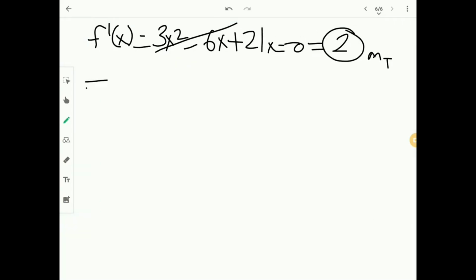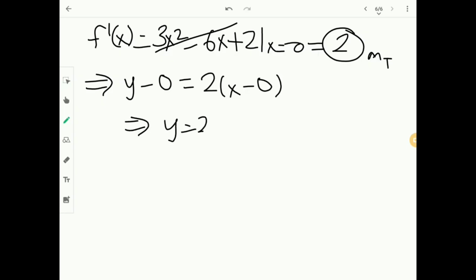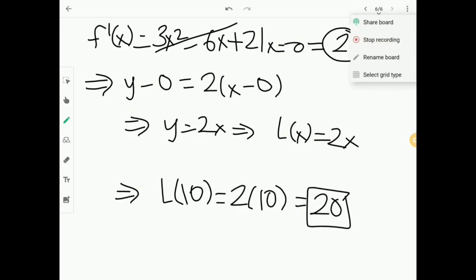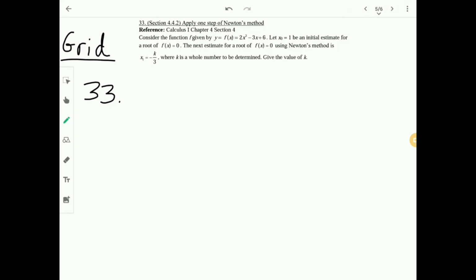Now we get y minus 0, because f of 0 is 0, equals 2 times x minus 0. So y equals 2x, which leads to L of x equals 2x. They're asking us for L of 10, so that's 2 times 10, giving us 20. And this is the answer. Grid application. Let's do grid question number 33. I'll give you guys a few seconds to solve.